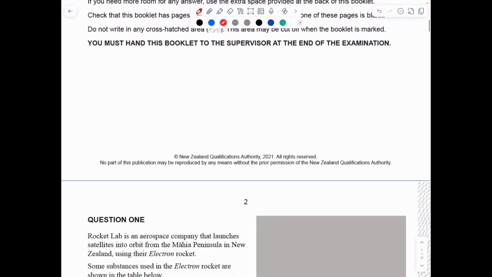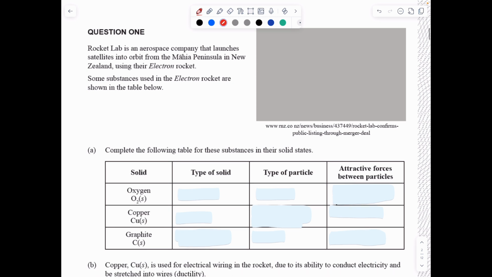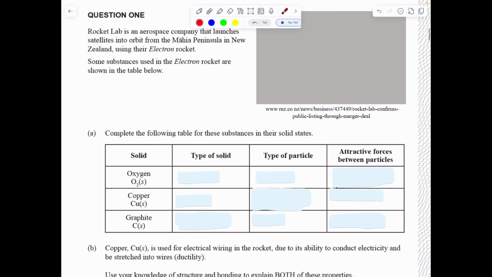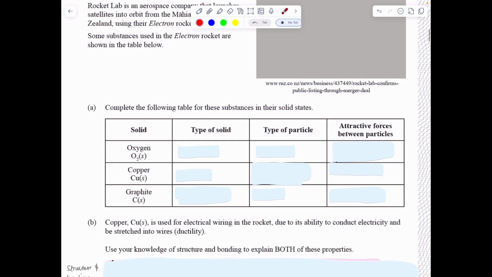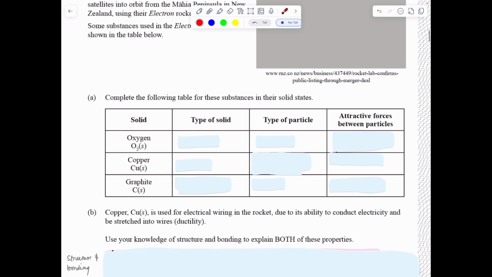Let's crack into it. Question 1. Rocket Lab is an aerospace company that launches satellites into orbit from Mahia Peninsula in New Zealand. So they use the electron rocket. Some substances used in the electron rocket are shown in the table below. So they've got oxygen, copper and graphite. We need to state what solid, type of particle and attractive forces there are between them.